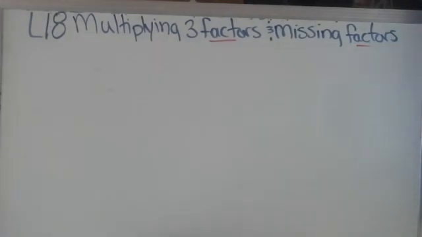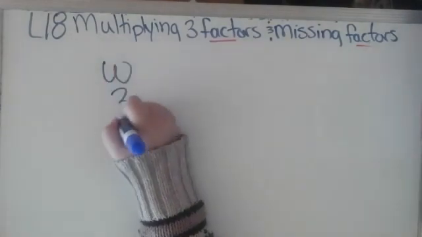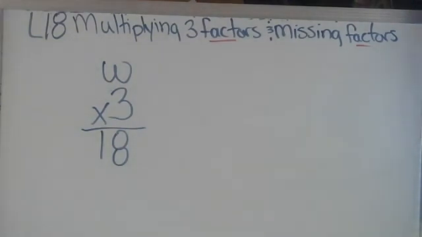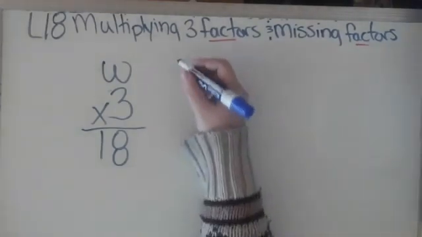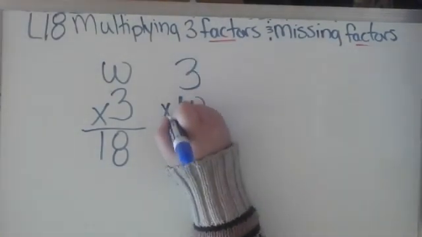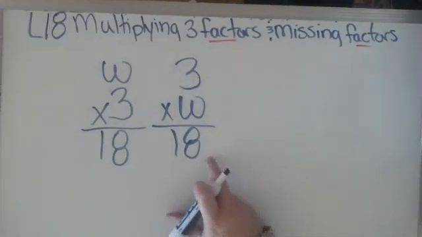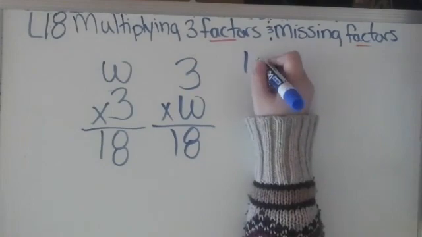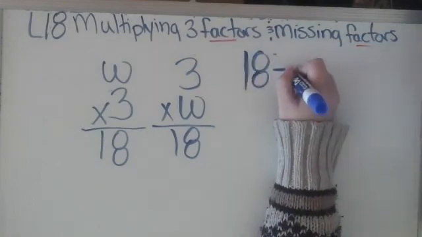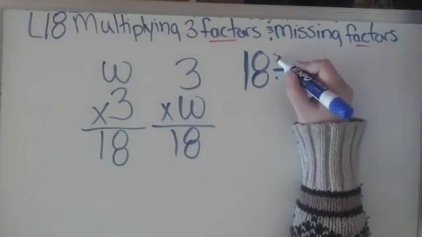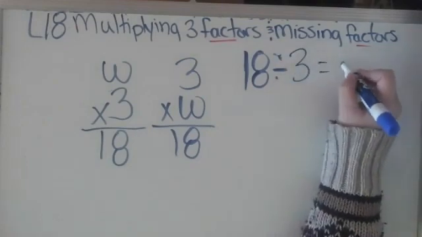Let's take a look at missing numbers. So when you're missing a number, it might be something like W multiplied by 3 equals 18. Now what I want to do is I want to do the inverse, because if I were to change this into another multiplication fact, I would just get 3 times W equals 18, and that doesn't really work. So if I make a division fact from this, I start with 18 and I divide it. I could divide it by W, but I want the W after the equal sign. So I'm going to divide it by 3 to make W.